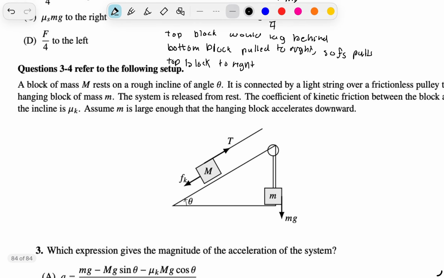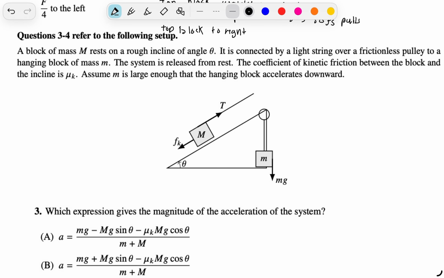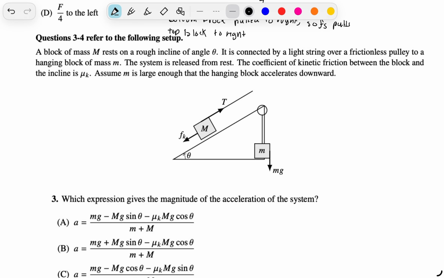So we have a block of mass m that rests on a rough incline of angle theta. It is connected by a light string over a frictionless pulley to a hanging block of mass m, and the system is released from rest. The coefficient of friction between the block and the incline is mu k. Assume that the mass is large enough that the hanging block accelerates in the downward direction.